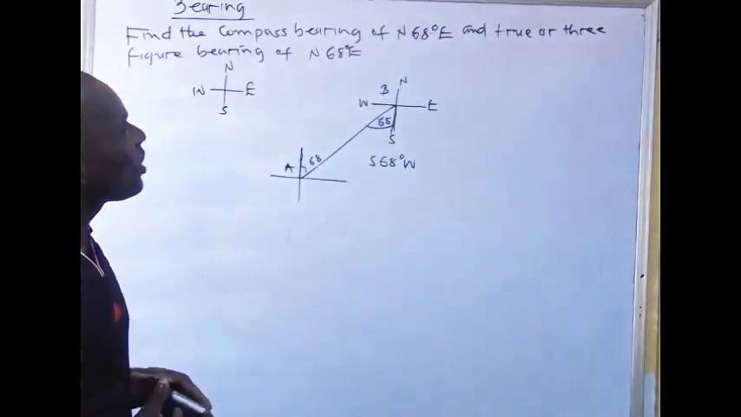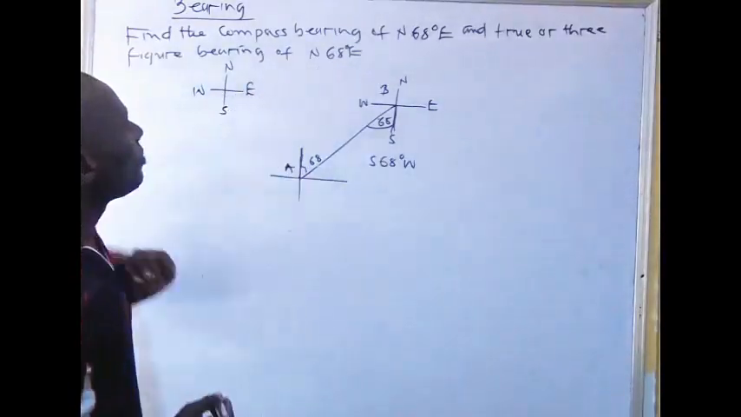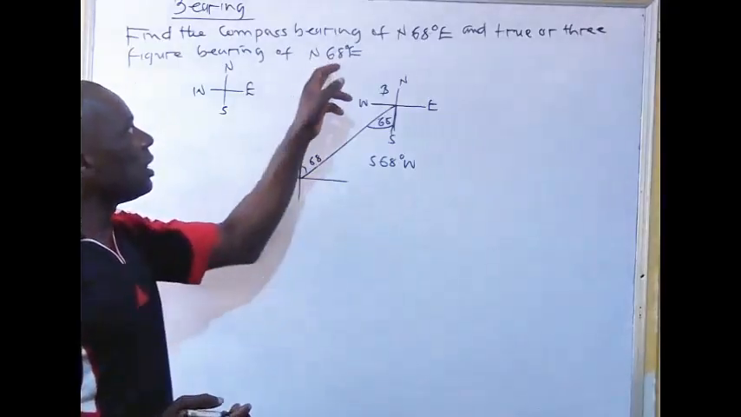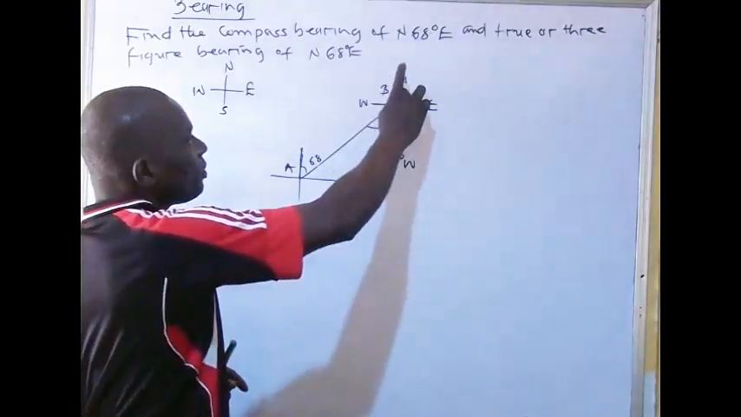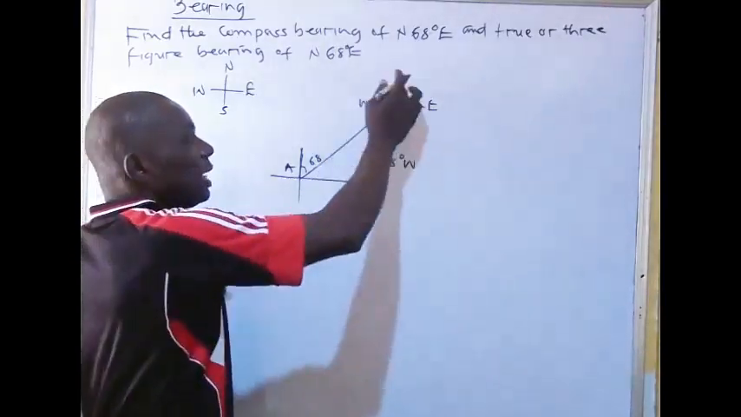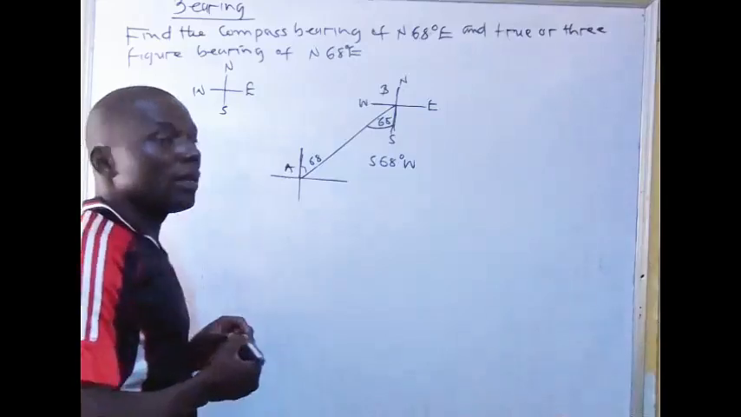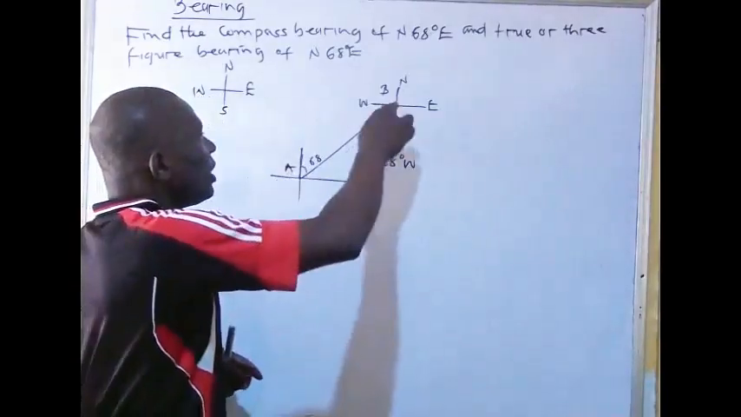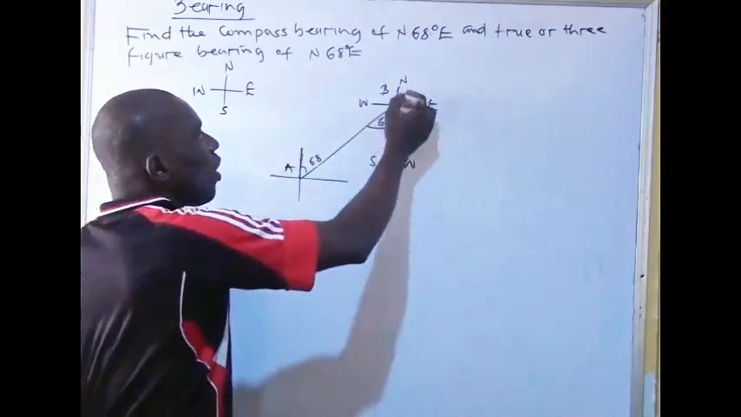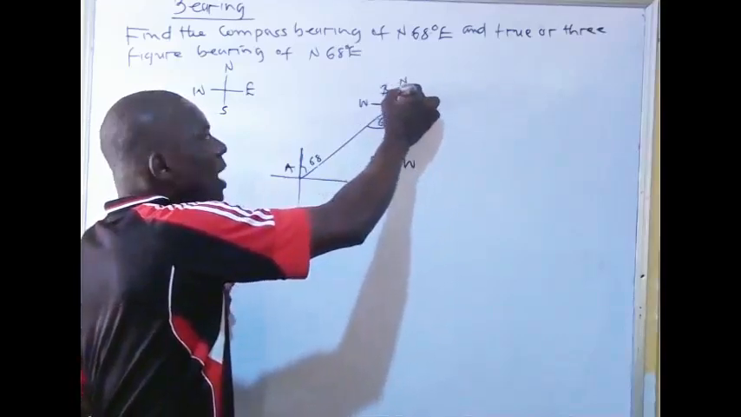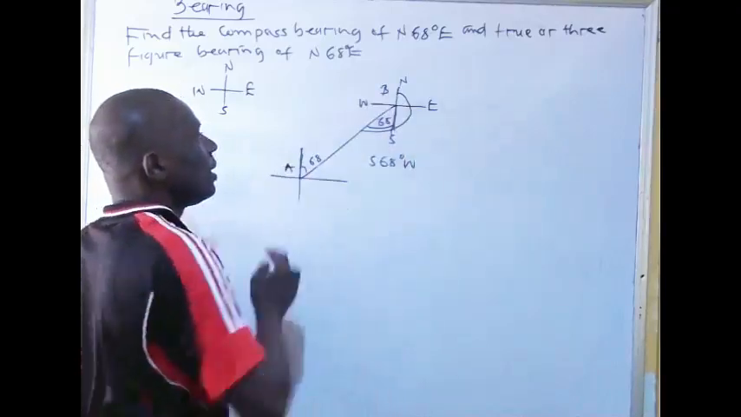They say also find the true or three figure bearing of this same 68 degree northeast. Now in three figure bearing, we must start from the north and move in a clockwise direction. So we can also interpret it as the bearing of A from B. Where will B move, if it moves in a clockwise direction, from here like this until it hits this line AB. So that is the angle.